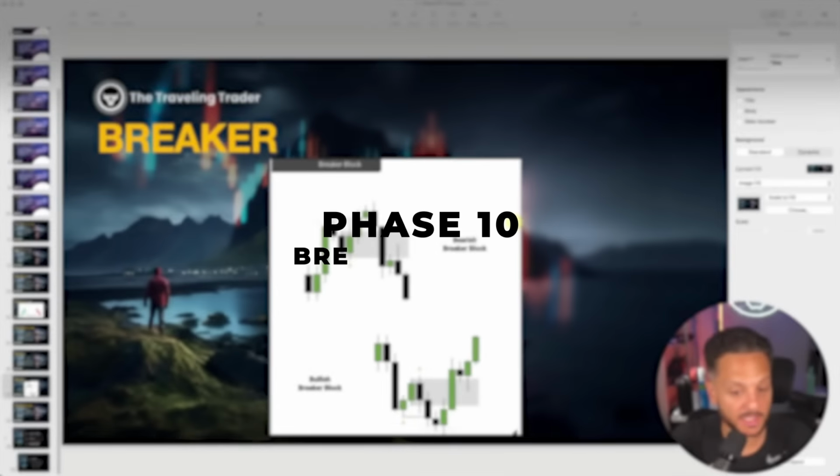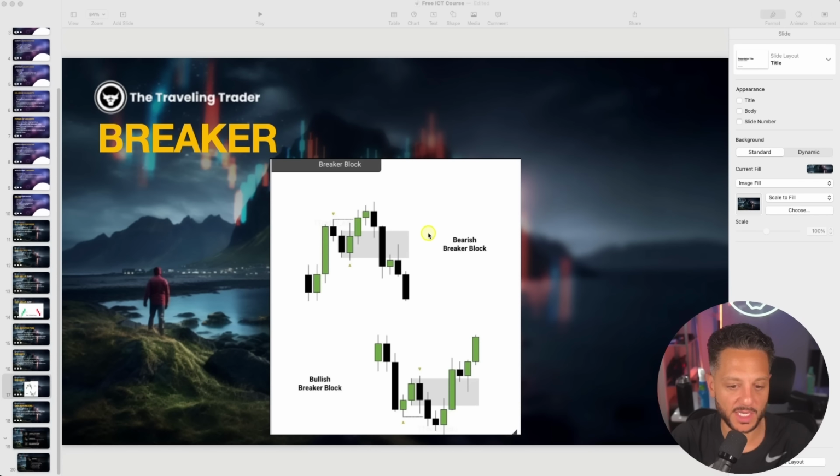All right, moving on from order blocks, let's talk about a specific kind of order block, because this is going to really come into play in an entry model called a unicorn: the breaker block. This to me is the most important kind of order block, at least for the way that I trade and the entry models that I use.